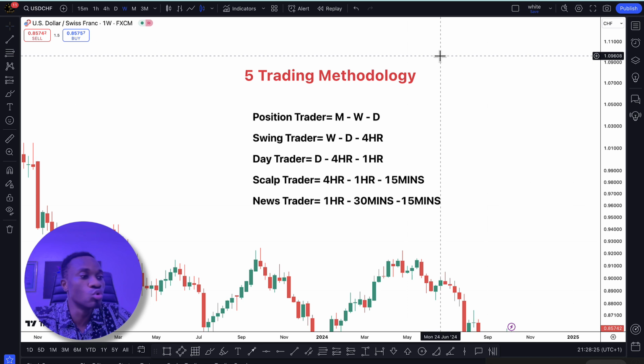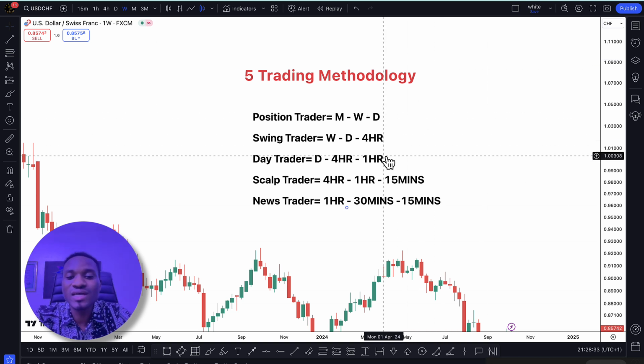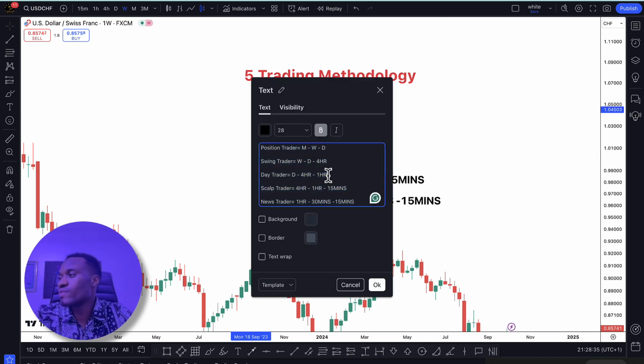But please remember the rule of construction of key levels. The rule states that the day chart is the universal chart. The day chart is the universal chart.